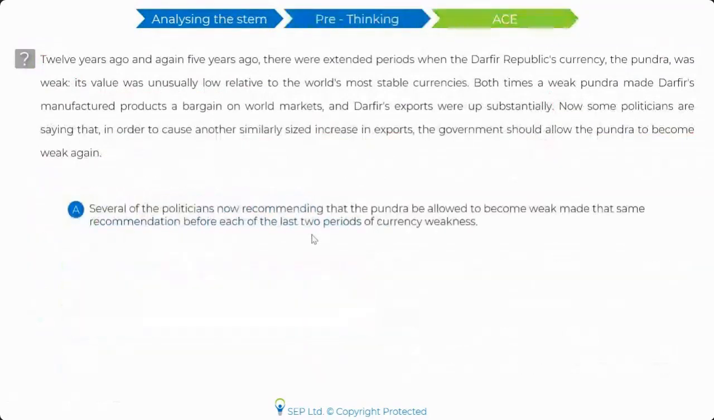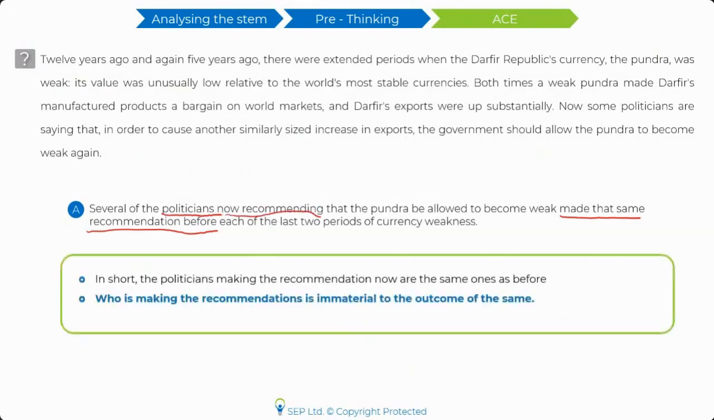That's step three. Several of the politicians now recommending that the Pundra be allowed to become weak made that same recommendation. So what this choice is really saying is, the politicians who are now recommending are the same politicians, okay? Politicians now recommending that this be done made that same recommendation before. Does it matter who made the recommendation? It doesn't, right? This choice, in short, means the politicians making the recommendation now are the same ones as before. Okay, they made the same recommendation. All right, who is making the recommendation is immaterial. What we needed was to tell us that all the other conditions are the same.